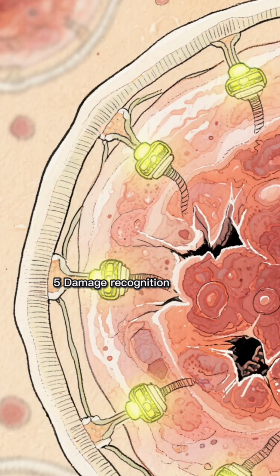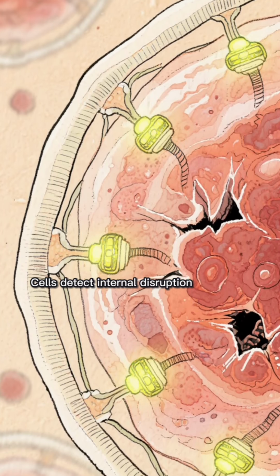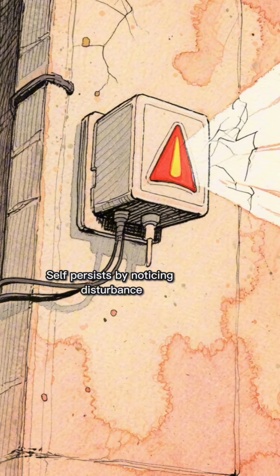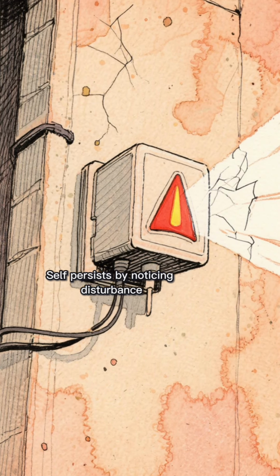5. Damage recognition. Cells detect internal disruption through protein sensors that recognize damage. Self persists by noticing disturbance early.